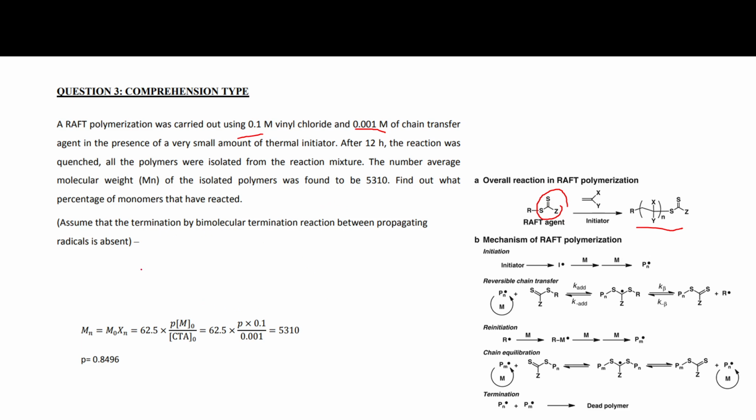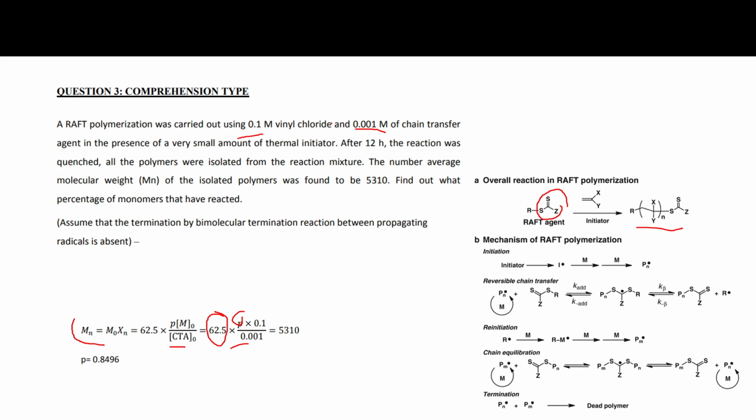To calculate the percentage of conversion, you go with this equation: the molecular weight Mn is equal to M0 times Xn, where Xn is related to the percentage of conversion, how much is converted, times the monomer concentration divided by the initiator concentration. Now the M0, the repeating unit molecular weight, is given, you need to calculate the percentage of conversion, and you are given the monomer concentration and initiator concentration.